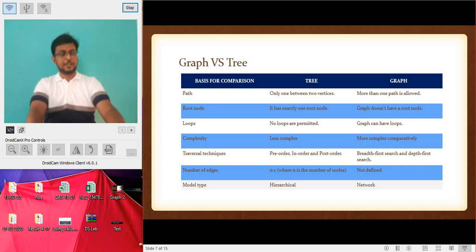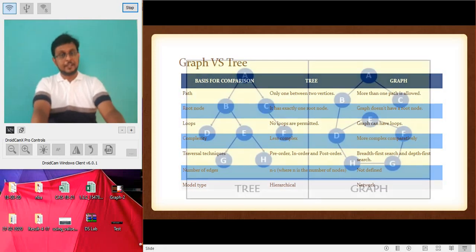But in the case of a network model, it is many-to-many. That means there can be more than one parent for a node and more than one child for a node. So the many-to-many concept is used in the network model. I am just giving a simple concept regarding the hierarchical and network models. So trees follow the hierarchical model and graphs follow the network model.